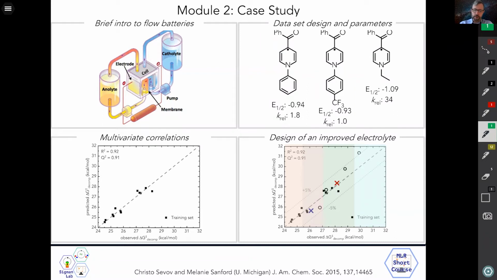I want to highlight really quickly that this work was done in collaboration with the Sanford lab at University of Michigan. Melanie and I have been working on a number of projects related to this, and it's been quite an exciting and fulfilling experience.